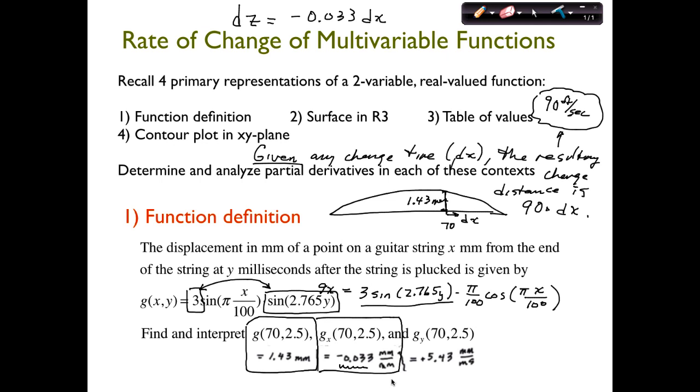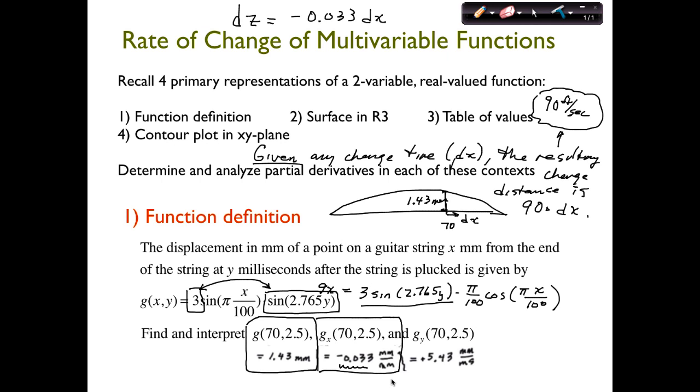Okay, now you guys are going to practice at your tables on this one. Individual conversations. Everyone's either listening or talking. Got to get this, right? So what is the meaning of this? That dz/dx at 70, 2.5 is 5.43 millimeters per millisecond. Go. Everyone's either talking or listening. Go. At 70 millimeters down the string.